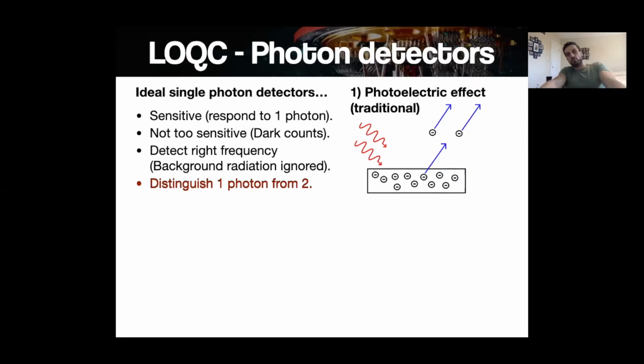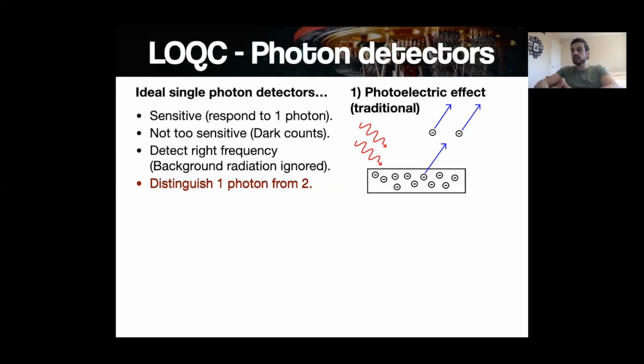So what do we really mean when we say a photon detector? Well, we want to convert an optical signal into an electrical signal. So we have light, and we want our quantum computer, our electrical system, to be able to identify that that optical signal is there. So what we want is to convert optical signals to electrical signals.